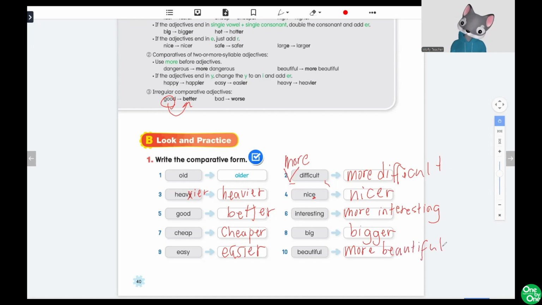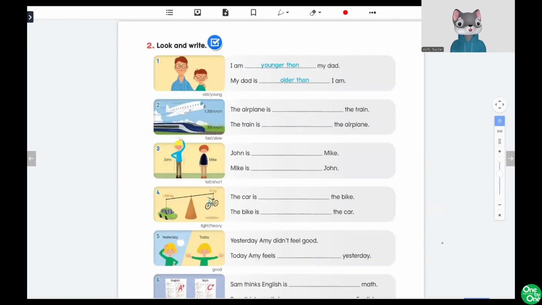So we need to add more in the beginning of the adjective. More beautiful. Okay, I want you to stop this, pause this if you haven't finished, or if I'm too fast, and write it down. And then let's go to the next page together, shall we? So let's go to the next page. Now, on the next page, we're going to compare. And remember, I told you we always need the comparative and we need the word than. Okay, I am younger than my dad. That is correct. My dad is older than I am.